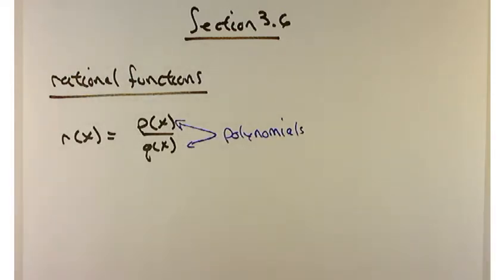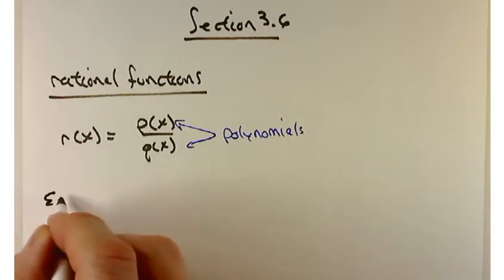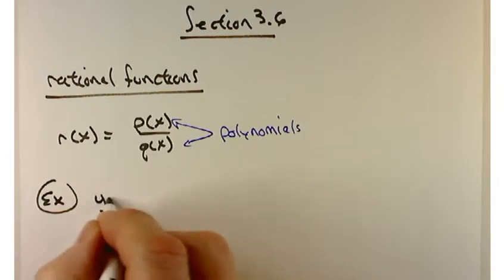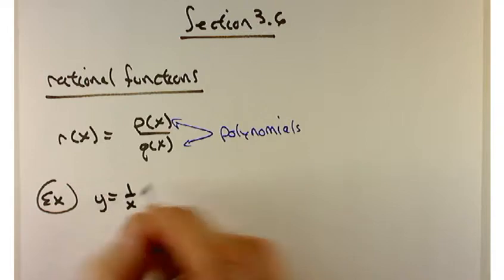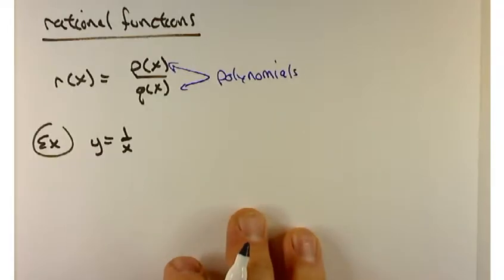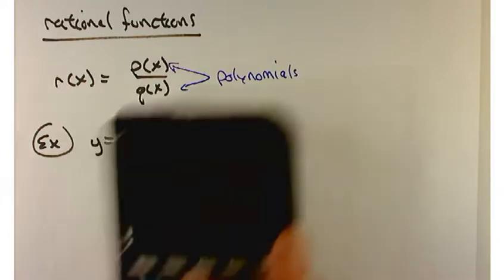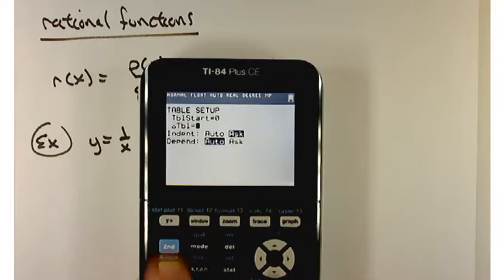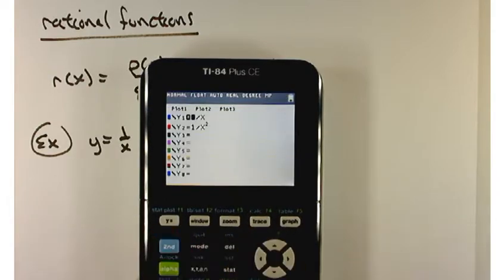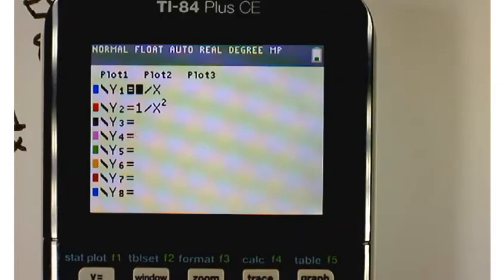Now we're going to start by trying to get familiar with the most basic rational function, and that is y equals 1 over x. So what's that going to look like? And we're going to do a little bit of experimenting. So we've got our function already entered into our graphing calculator here. Y equals 1 over x.